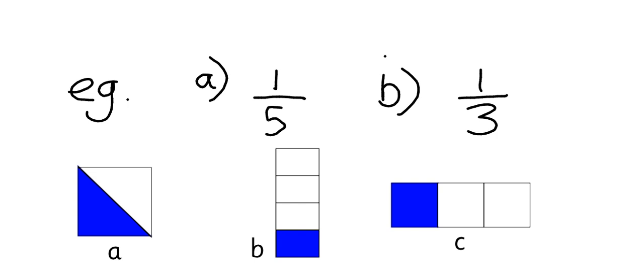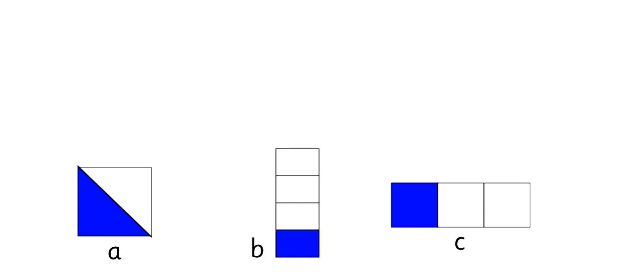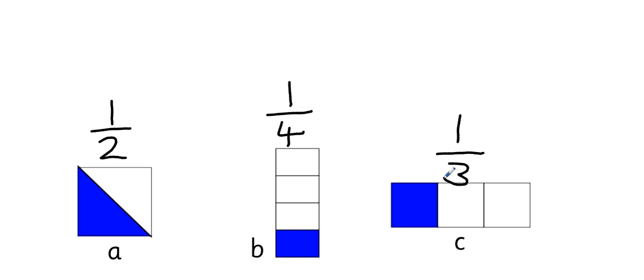I'm going to erase this and write the correct unit fraction above. A, easy peasy, we spent a lot of time on this last week. This shows 1 out of 2, which is half. B shows 1 out of 4, which is quarter. And C shows 1 out of 3, which is third.